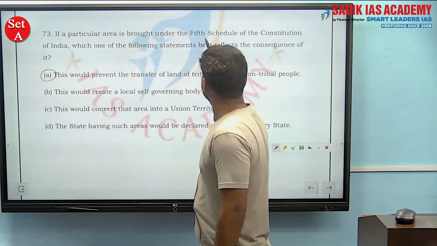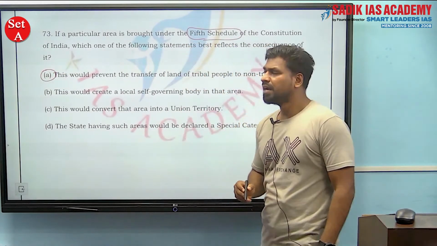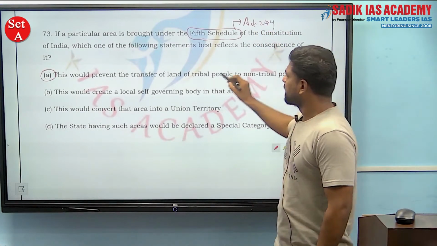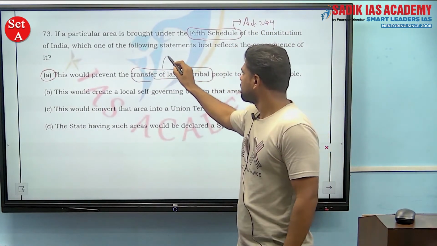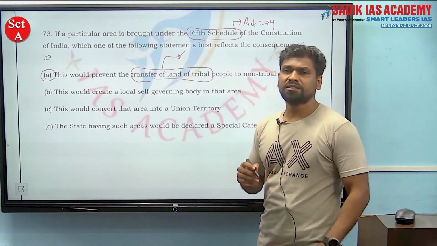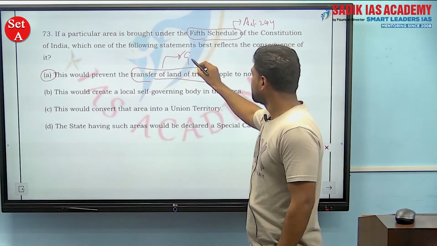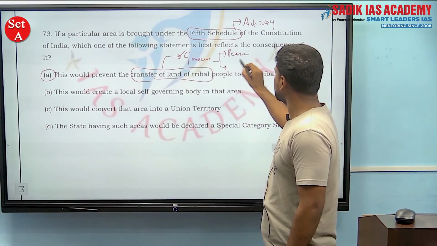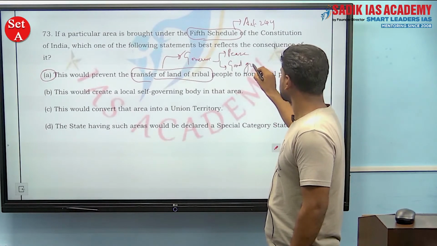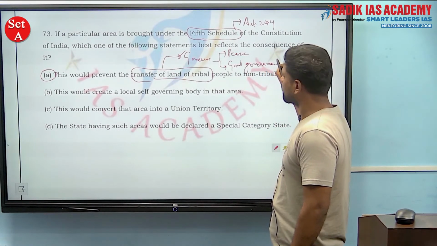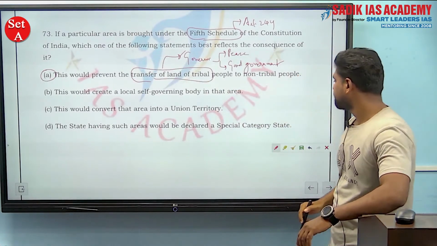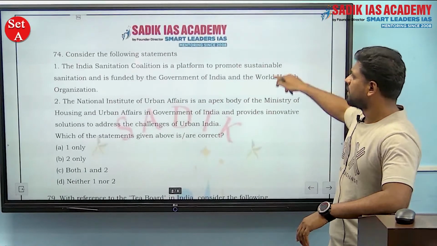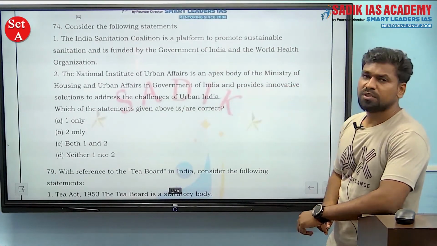So as per provisions in the 5th Schedule of the Constitution, Article 244 authorizes the Governor to make rules for peace and good government. So option A is the right answer. Moving on to the next question.